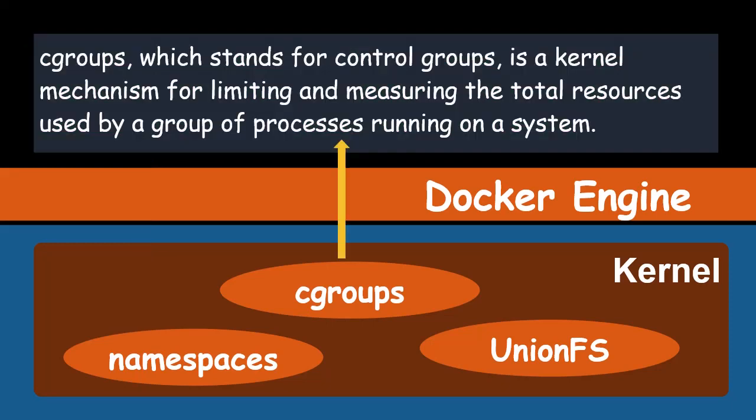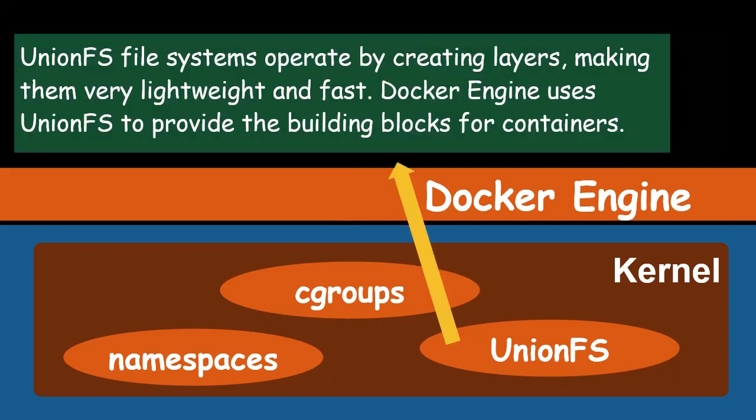cgroups, which stands for control groups, is a kernel mechanism for limiting and measuring the total resources used by a group of processes running on a system. UnionFS file systems operate by creating layers, making them very lightweight and fast. Docker Engine uses UnionFS to provide the building blocks for containers.